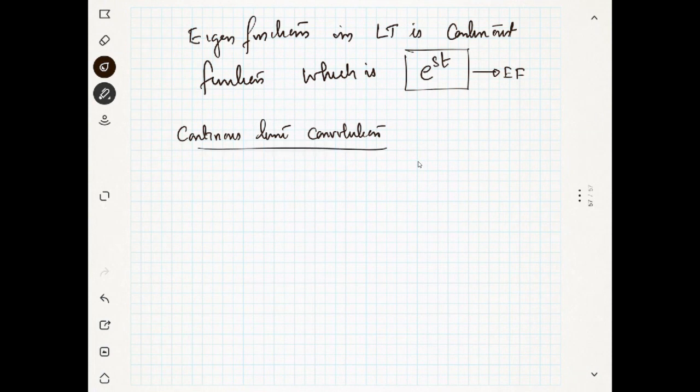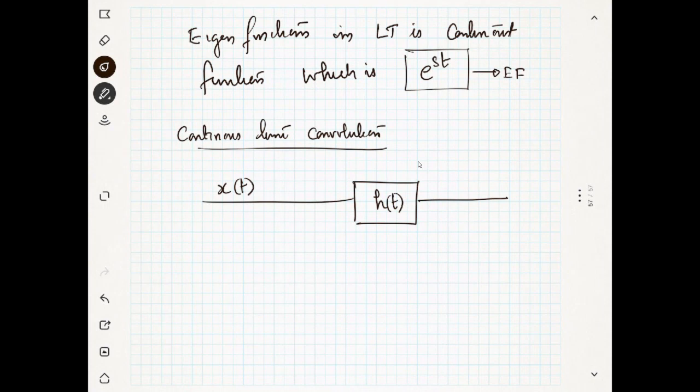What is the equation for continuous time convolution? You have a system with input x of t, and you have the system h of t, and the output will be y of t. And y of t will be equal to how much? x of t convolve h of t.